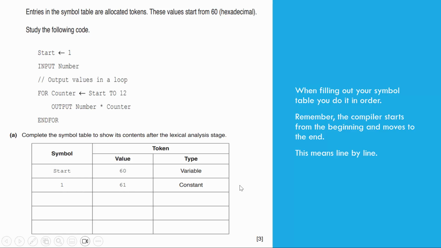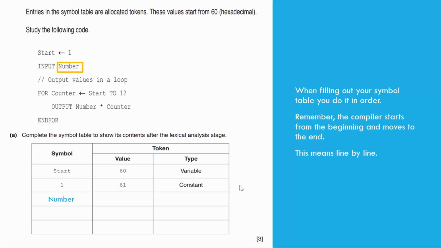What about the type? What type is it? 1 will always be 1. That value of 1 never changes. Therefore, it's going to be constant. We look for the next one, input. That's recognized by the keyword table. Number. The computer says, here's something that is not in the keyword table. We need to add that to our symbol table.